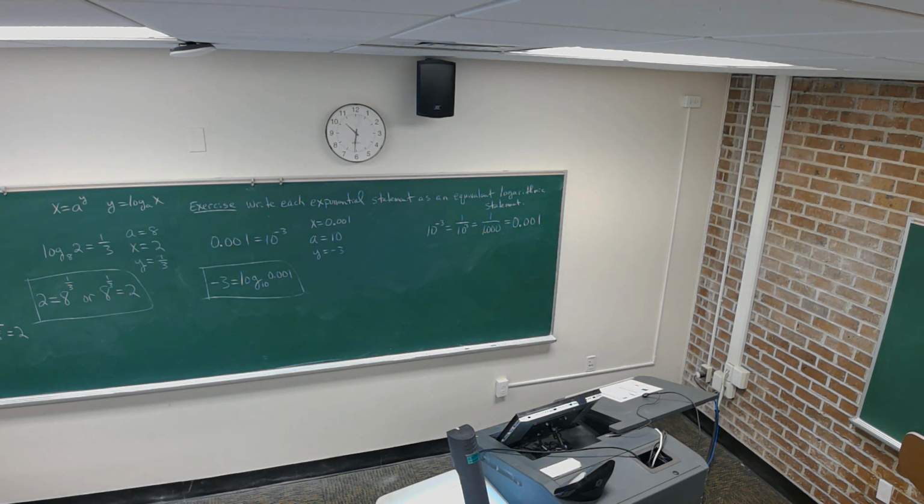Next we have 5 is equal to a raised to the -1 power. So the base a, right, is not specifically given. X is equal to 5. Y is equal to -1. Okay. So substituting in for y and x, we have -1 is equal to log base a of 5.